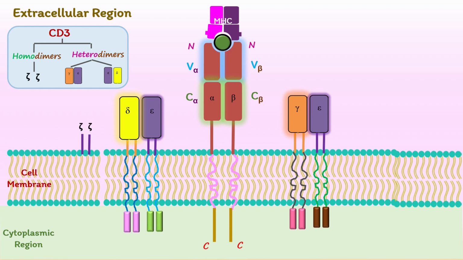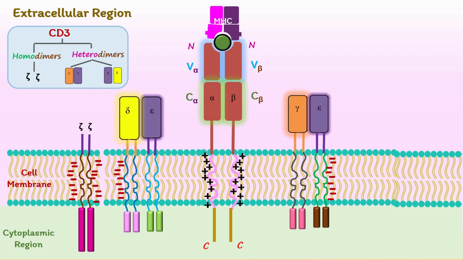It has a zeta monomer, and the other one is also a zeta monomer. These monomers have a small extracellular region, then a transmembrane region. But its cytoplasmic region is very large as compared to its extracellular region. Now, the T-cell receptor has a transmembrane region having positive charge, but the transmembrane regions of CD3 components are negatively charged. These negative and positive charges attract each other and keep the T-cell receptor and CD3 close to each other. That will also help in T-cell activation.